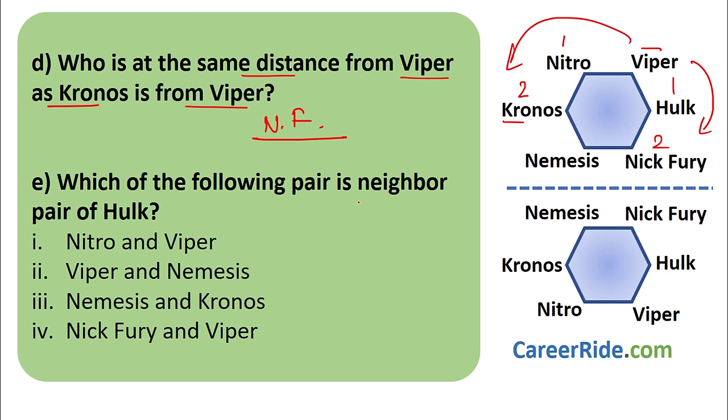Now, next, which of the following pair is neighbor pair of Hulk? Where is Hulk? Hulk is over here. Who are neighbors of Hulk? Nick Fury, Viper. Nitro, Viper, no. Viper, Nemesis, no. Nemesis, Kronos, no. Nick Fury, Viper. See how easy it was?